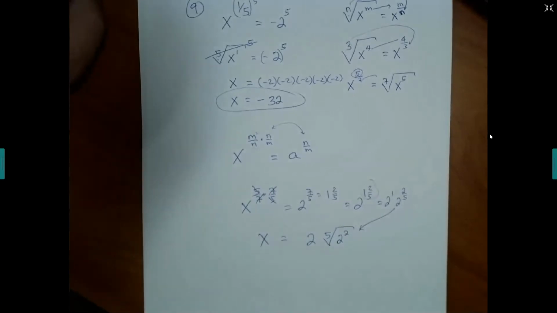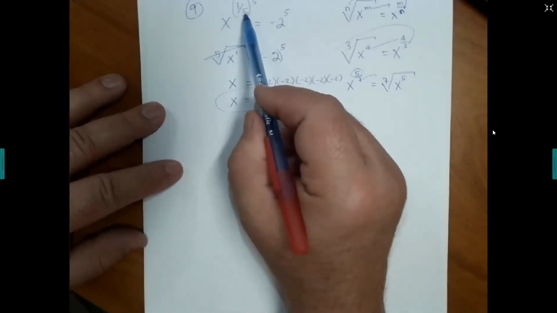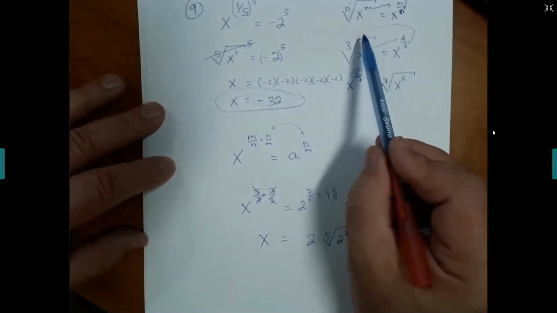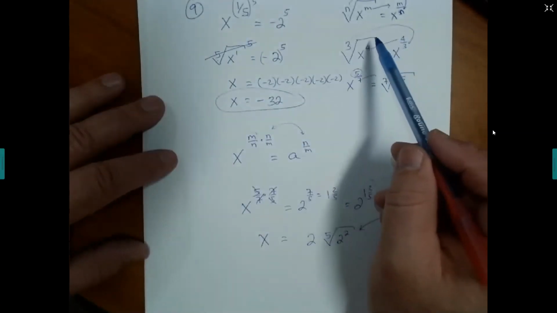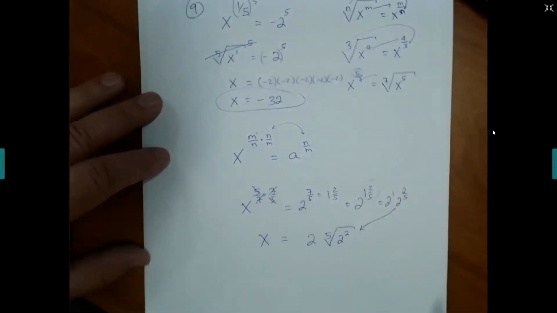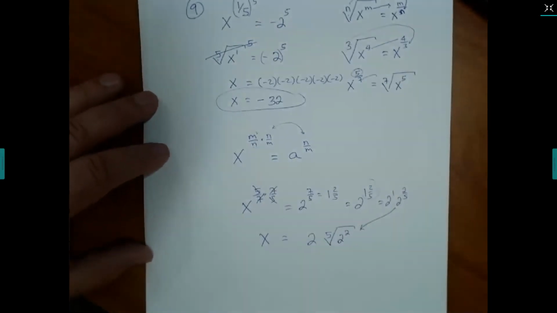So far, so good. There's a lot of moving parts, but it's pretty much straightforward. Whatever you see in the power up here, you can either convert it to a radical and go from there, or you just go ahead and multiply by the reciprocal.